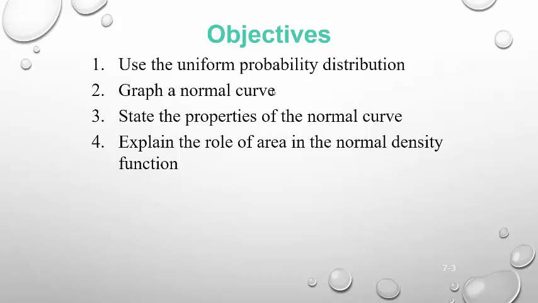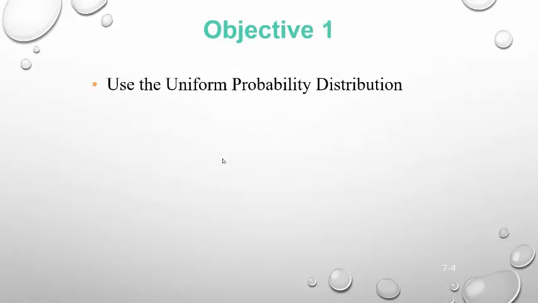the uniform probability distribution. All right, anyways, we'll graph the normal curve, we'll state the properties of the normal curve, and then we'll explain the role of area. Area is going to come up a lot, and what's called the normal density function, or NDF. Okay, so first off, we're going to talk about how you use the uniform probability distribution.